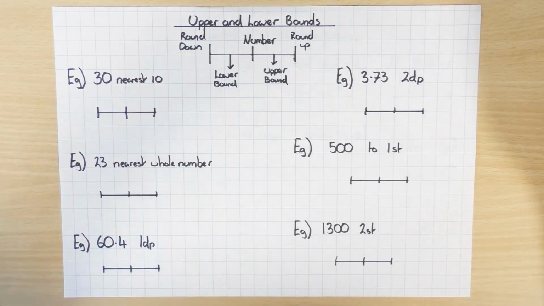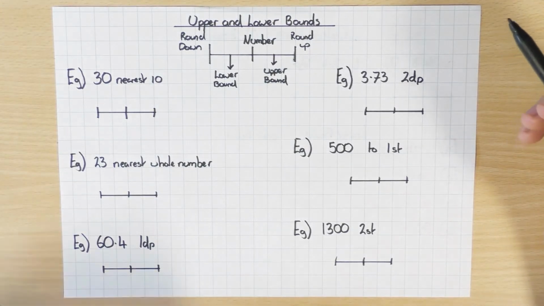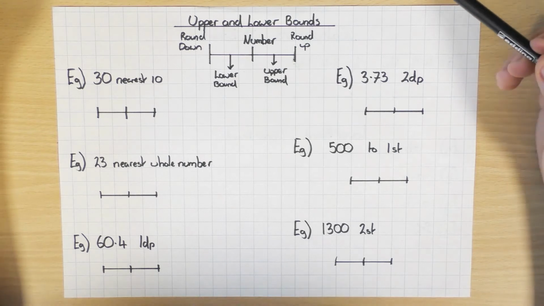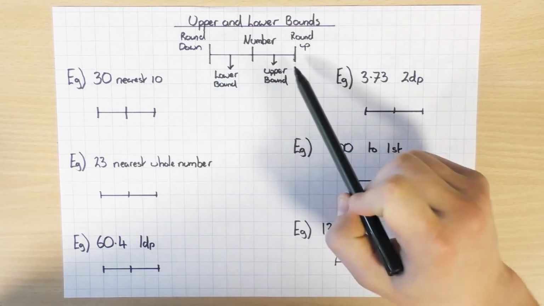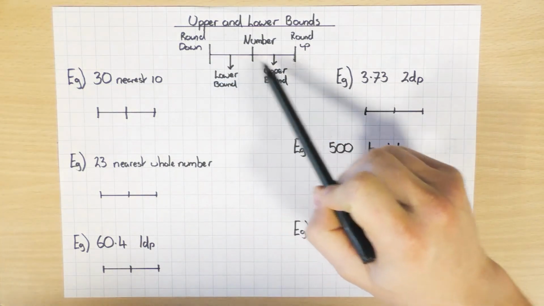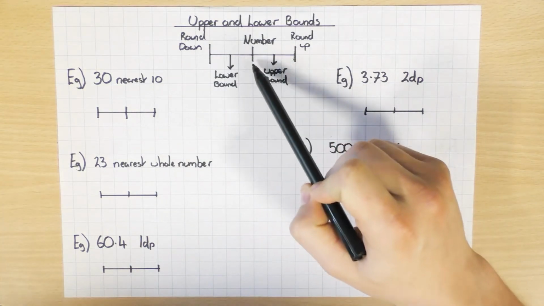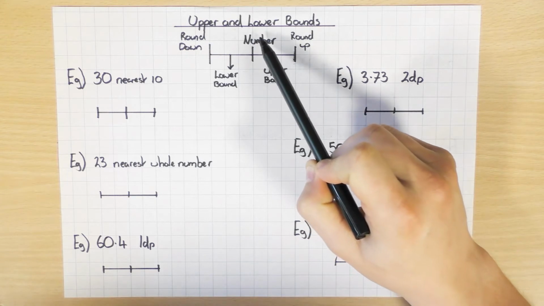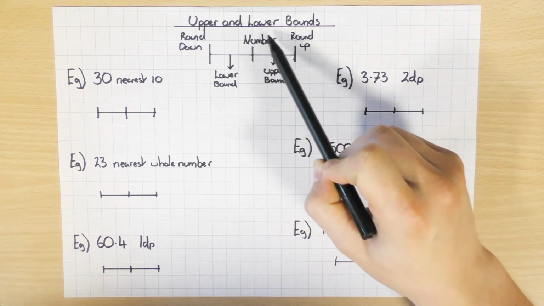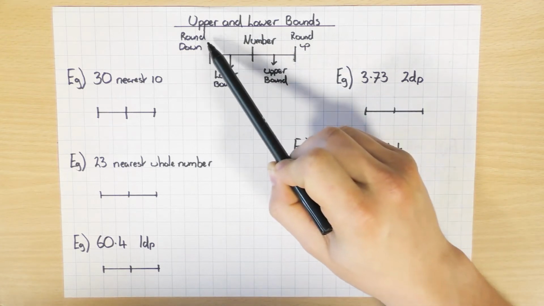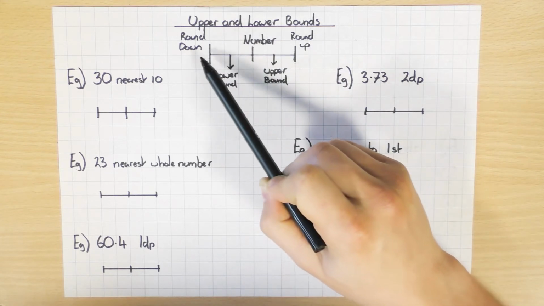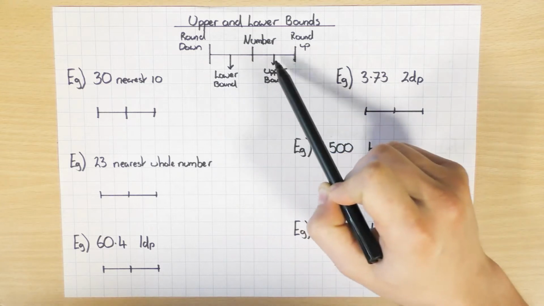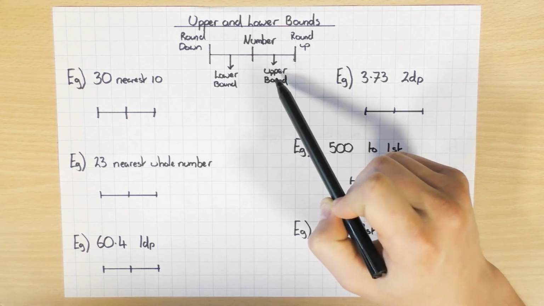Right guys, in this video we're going to have a look at how we find the upper and lower bound after a number has been rounded. Now I'm a fan of using this method where we draw a line and we put 3 lines going through it. The number that has been rounded goes in the middle. We round it down, we round it up, and then the lower bound will be in between the round down and the number, and the upper bound would be between the number and the round up.